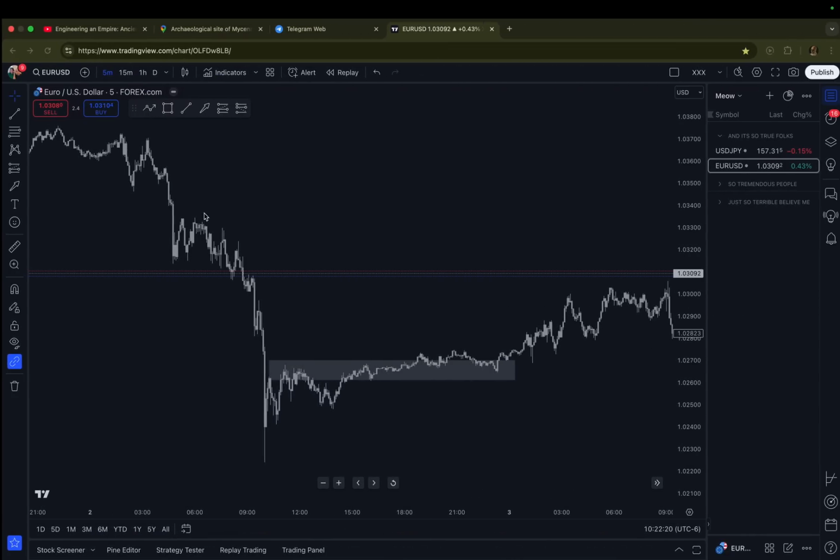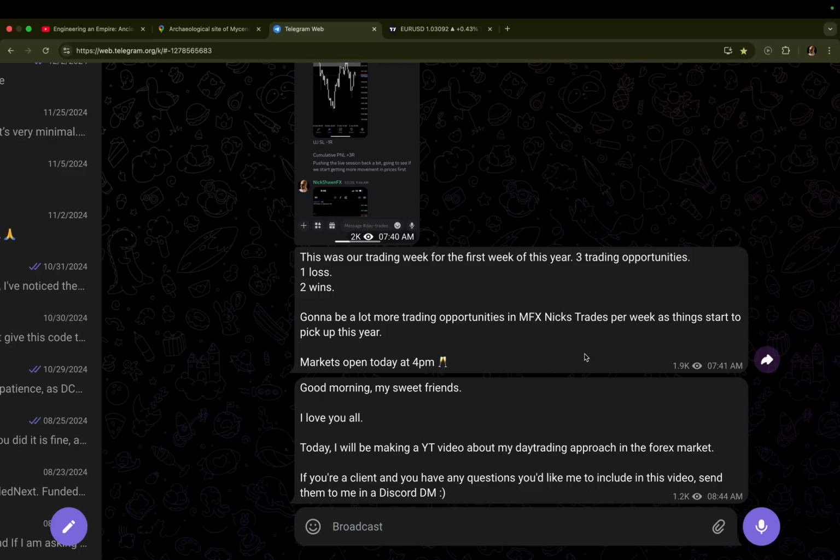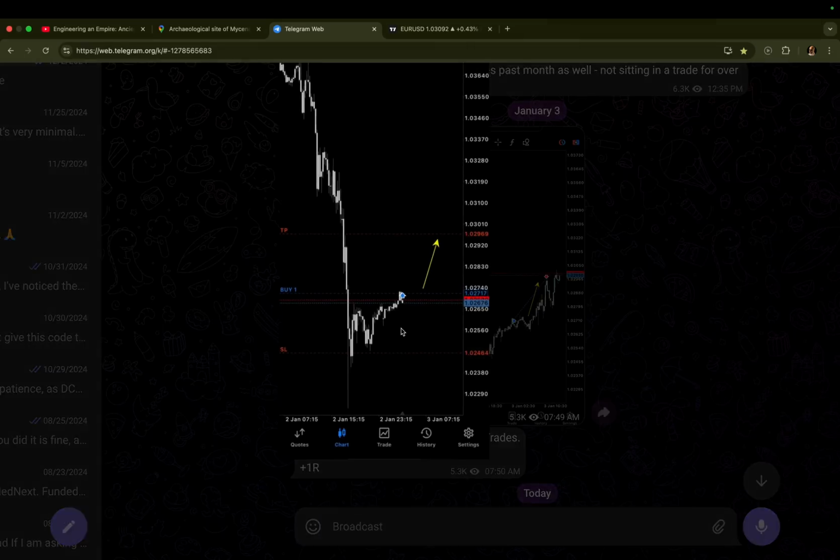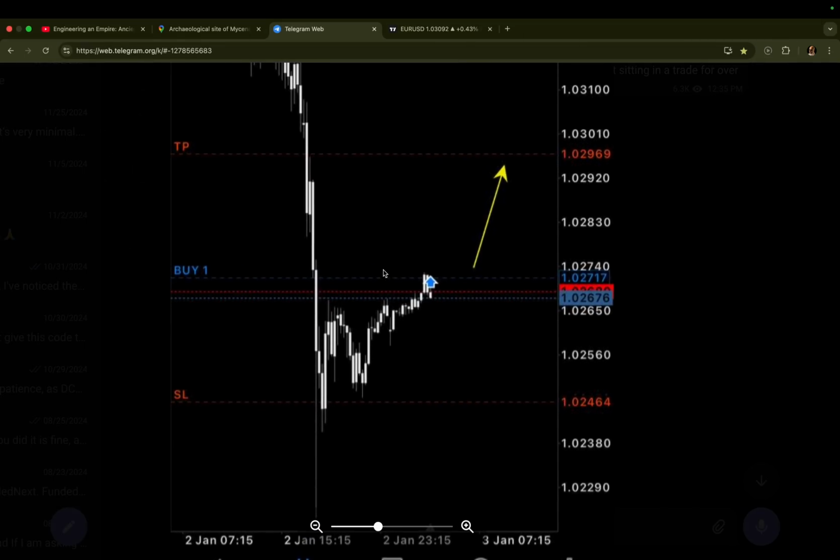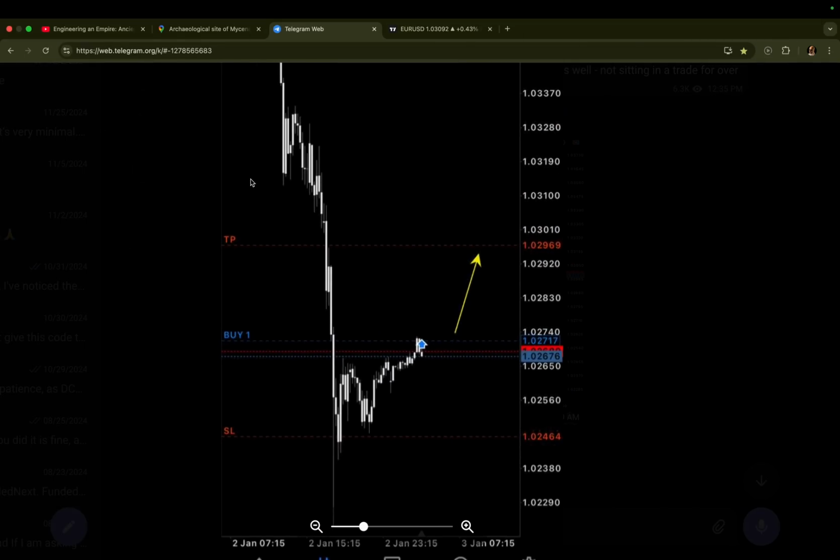So what did I do? Well, it wasn't really a super complicated trade. I just bought. This is Euro USD. This is the 15-minute, I believe.